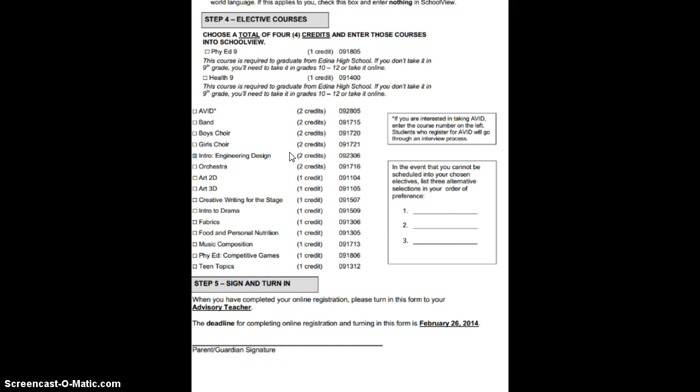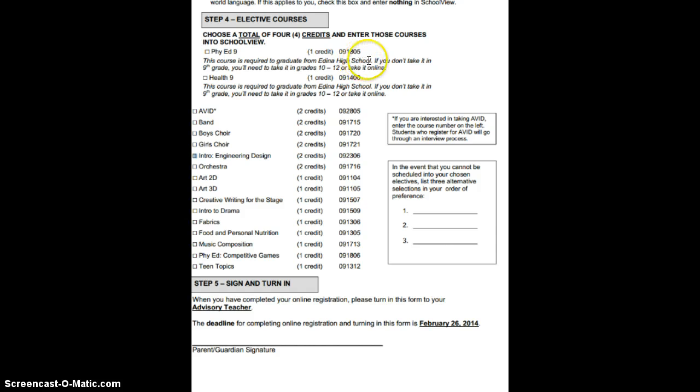The only place where this becomes a little bit more complex is, let's say you're in a performing music organization, band, choir, or orchestra. That would be 2 credits, and you also want to take the Introduction to Engineering Design class, which is also 2 credits. That means that your 4 credits are taken, there's no more room during your school day, and that means that Phi-Ed and Health are not available to you in 9th grade.